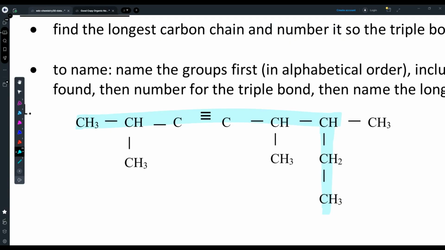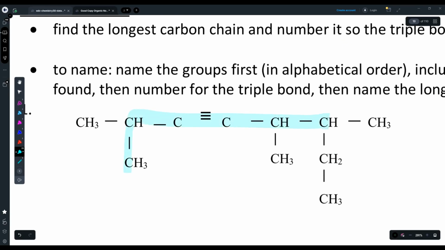Okay, if you're thinking to yourself, wait a second, couldn't I just go like this? Because there are 8 carbons there. Absolutely, you could. You will get the same answer for your name. But I just like going like this because it's a little bit easier in my brain. And you get the same result in the end.